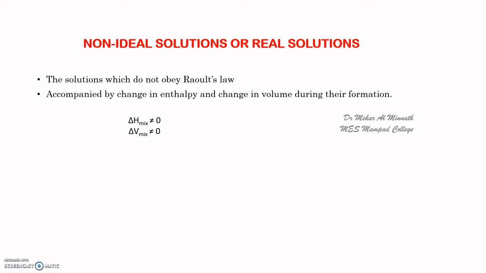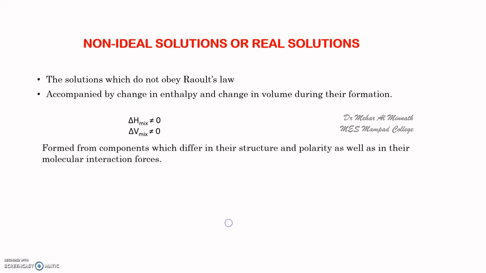Almost all the solutions will show this feature, and they are formed by components which differ in their structure, polarity, and also their molecular interaction. We have said that for an ideal solution, the structure must be similar, the polarity must be similar, and the molecular interaction between the components and within the component must be the same. But here it will be different. We know that no two components will be structurally the same. There will be a slight difference, and hence they will not be able to fulfill the ideal condition.